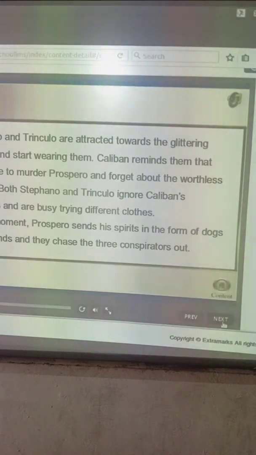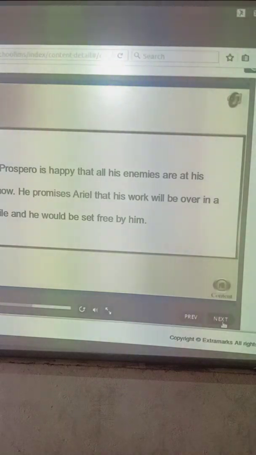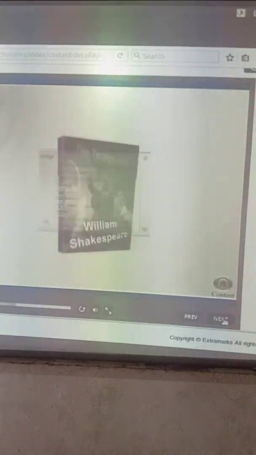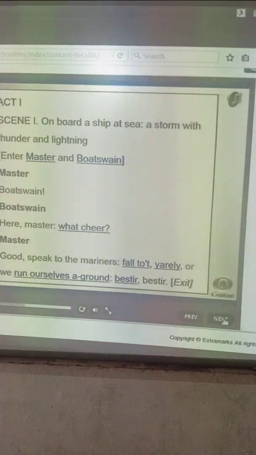At this moment, Prospero sends his spirits in the form of dogs and hounds, and they chase the three conspirators out. Finally, Prospero is happy that all his enemies are at his mercy now. He promises Ariel that his work will be over in a little while and he would be set free by him. Now let us read and understand the play. The following slides consist of the original text of the play.